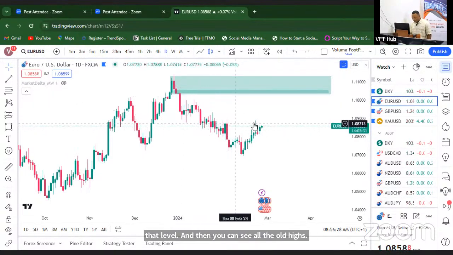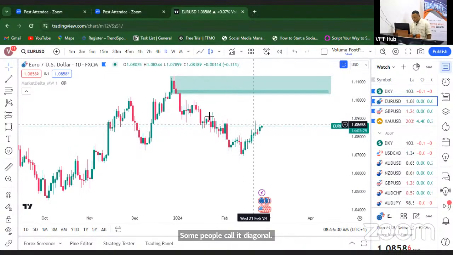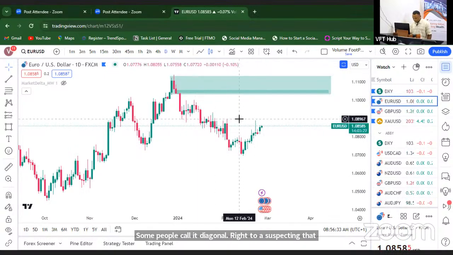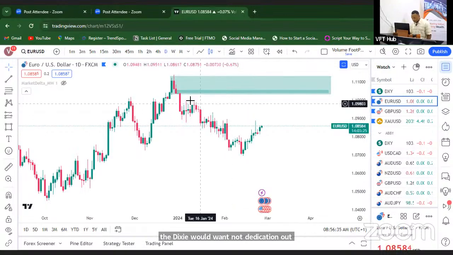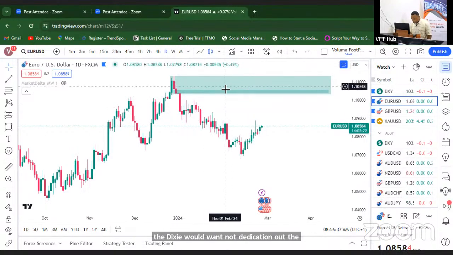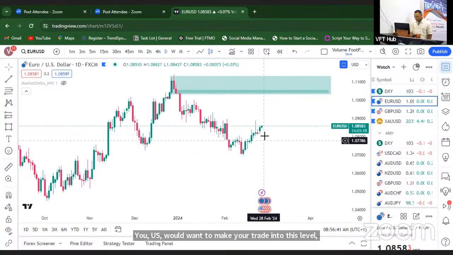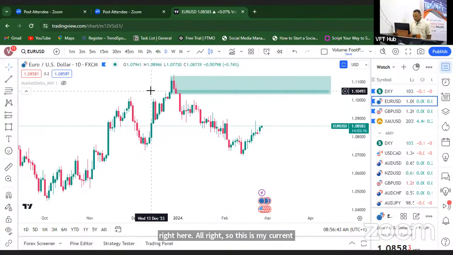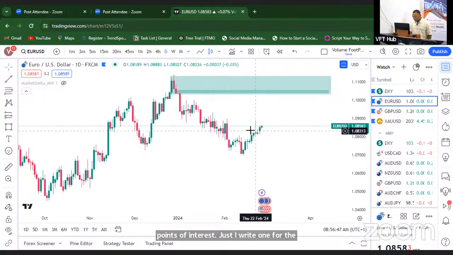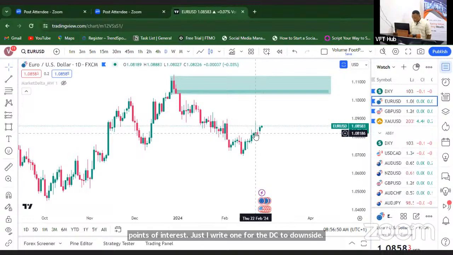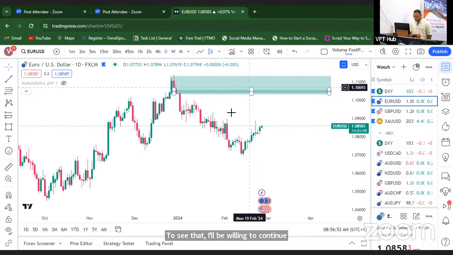All right. So we're suspecting that the Euro USD would want to make a trade into this level right here. All right. So this is my current suspicion. Seeing what the Dixie is doing, there are so many points of interest. We just highlighted one for the Dixie to the downside. So seeing that, I'll be willing to continue going long on the Euro USD all the way to this level.